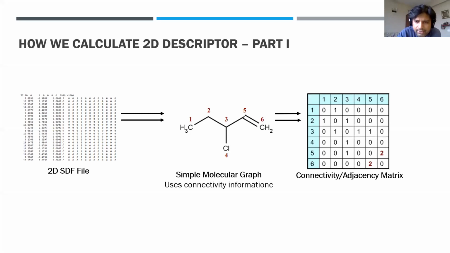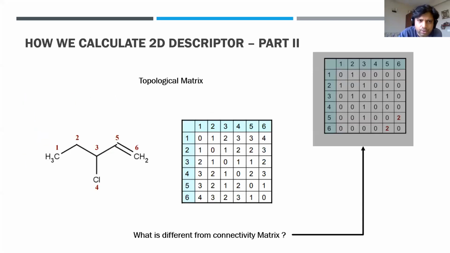Before that, there is also something called the topological matrix, and it is very similar to the connectivity matrix. This is the connectivity matrix on the upper side. We are just saying whether it is connected and how many bonds there are in the connection. If there is 1 bond, we write 1. If there are 2 bonds, we write 2. If there is no bond, we write 0. If there are 3 bonds, we write 3. That is what we call the connectivity matrix.